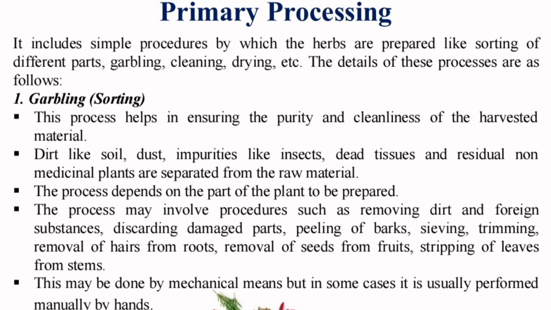The process may involve procedures such as removing the dirt and foreign substances, discarding damaged parts, peeling of the barks, sieving, trimming, removal of the hairs from the roots, removal of seeds from the fruits, stripping of the leaves from the stems. This process is done by mechanical means, but in some cases it is usually performed manually by the hands.